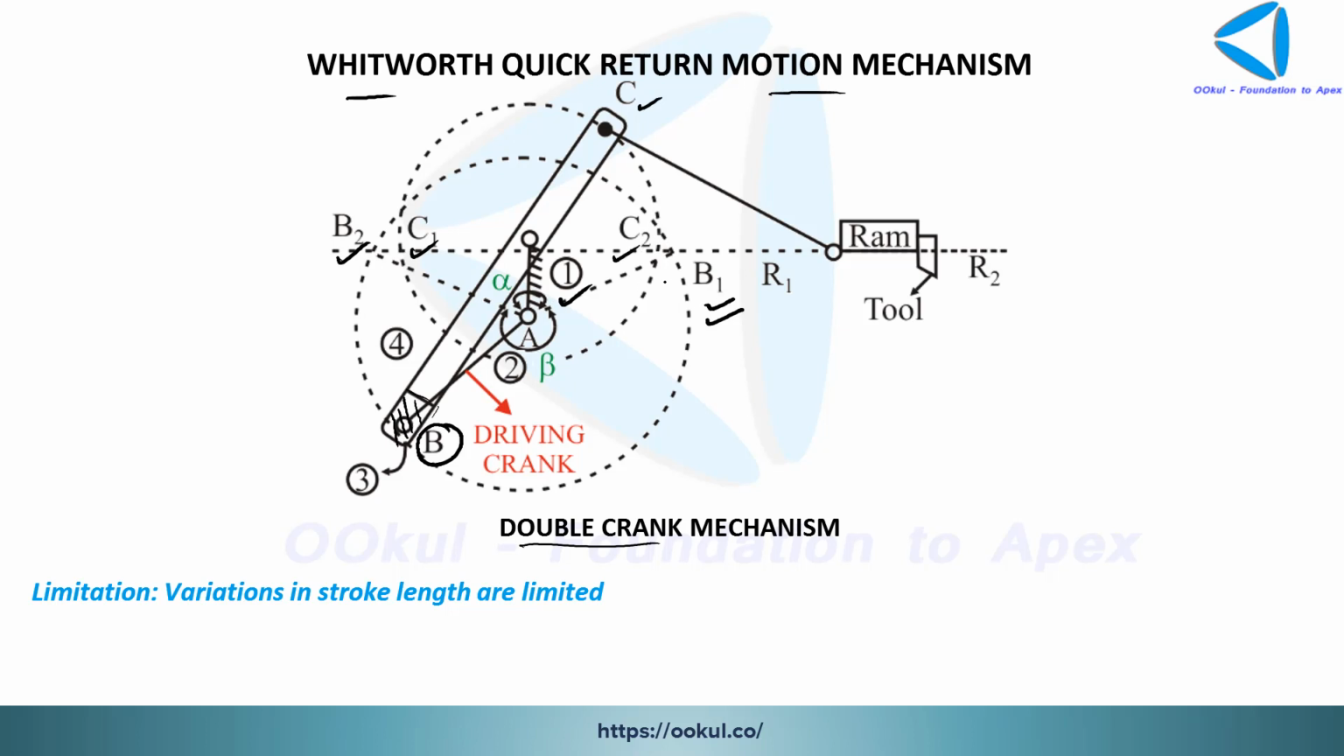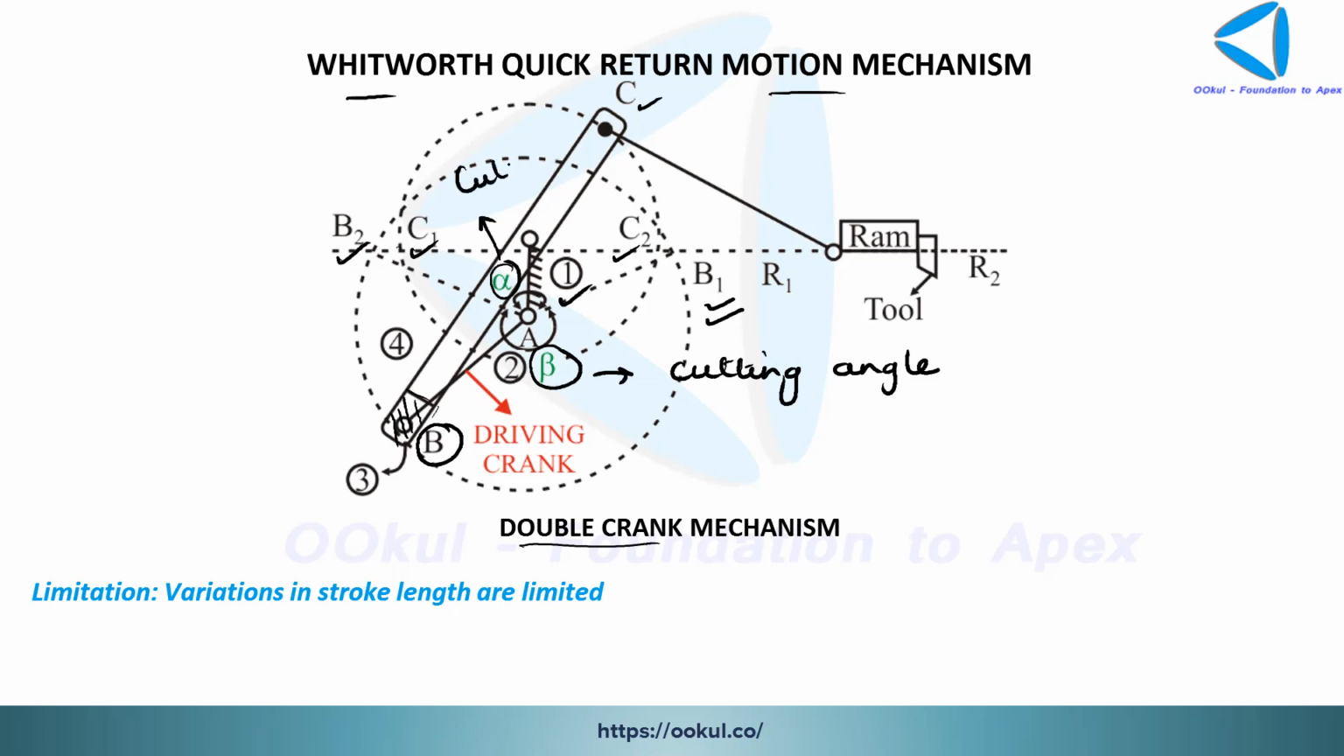Okay, so from B1 to B2, or from C1 to C2, this will be your cutting stroke, that is given by the angle alpha. This total angle alpha is also known as your cutting angle. Whereas when the position of B changes from B2 to B1, your position of C changes from C2 to C1. That means it covers an angle of alpha.